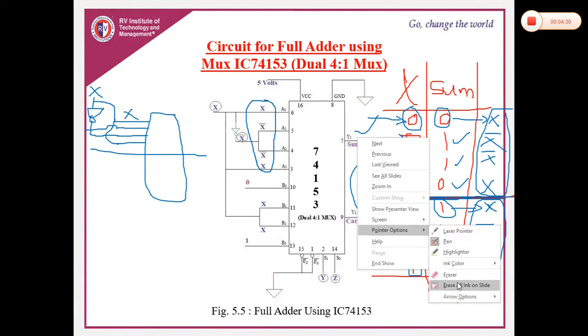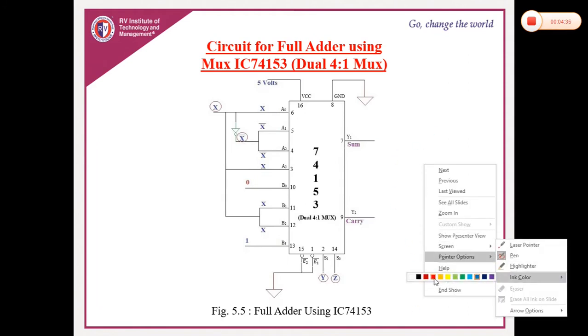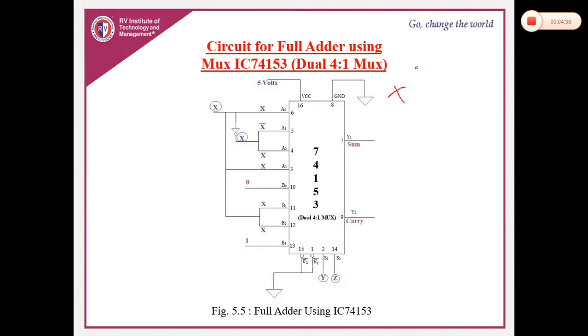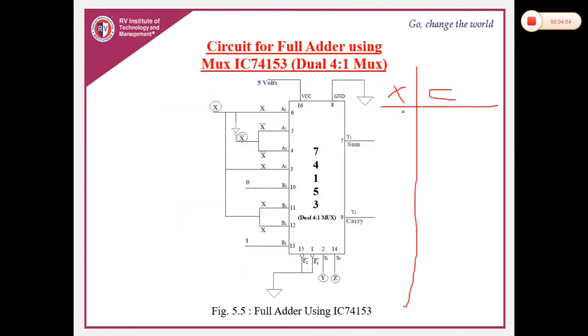Next we'll see how to get the carry output. So in color red, again we have to concentrate on only X input and carry output. If you go through the truth table, we have X input 0 0 0 0 followed by 1 1 1 1. And what is the carry output? 0 0 0 1 0 1 1 1.